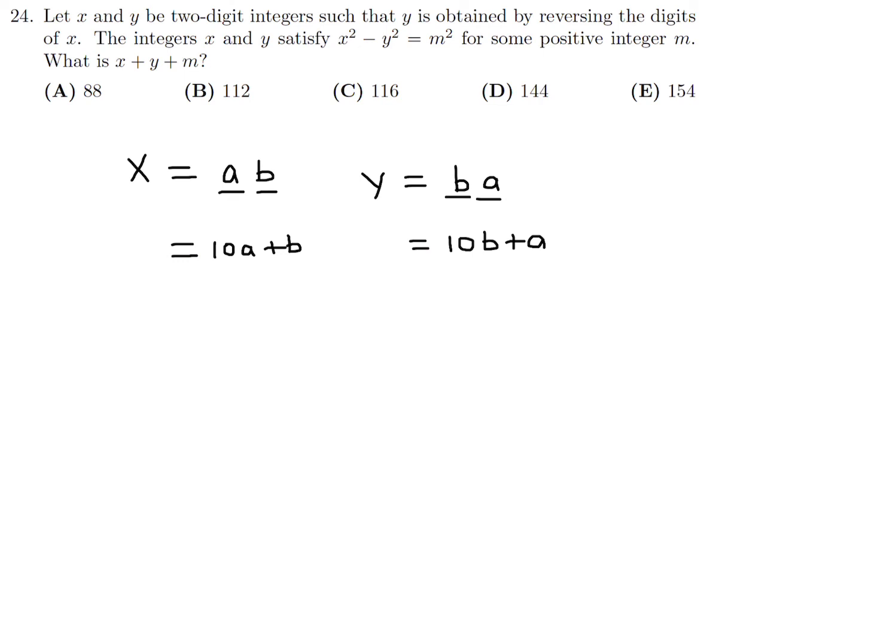So now let's figure out what we can do with this equation. X squared minus y squared is equal to m squared. So plug these in, you get (10a plus b) all squared.